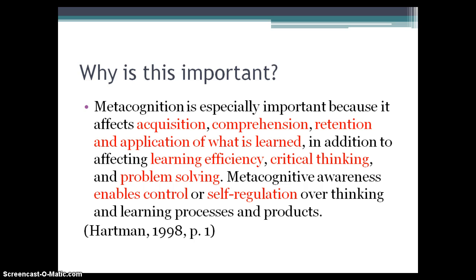So why is this all important? Metacognition, that's a hard word to say sometimes, is especially important because it affects acquisition, comprehension, retention, and application of what is learned, in addition to affecting learning efficiency, critical thinking, and problem solving. Metacognitive awareness enables control or self-regulation over thinking and learning processes and products. And several of the research studies that I've looked at really link self-regulation and metacognition. They're almost used interchangeably in some of the research.